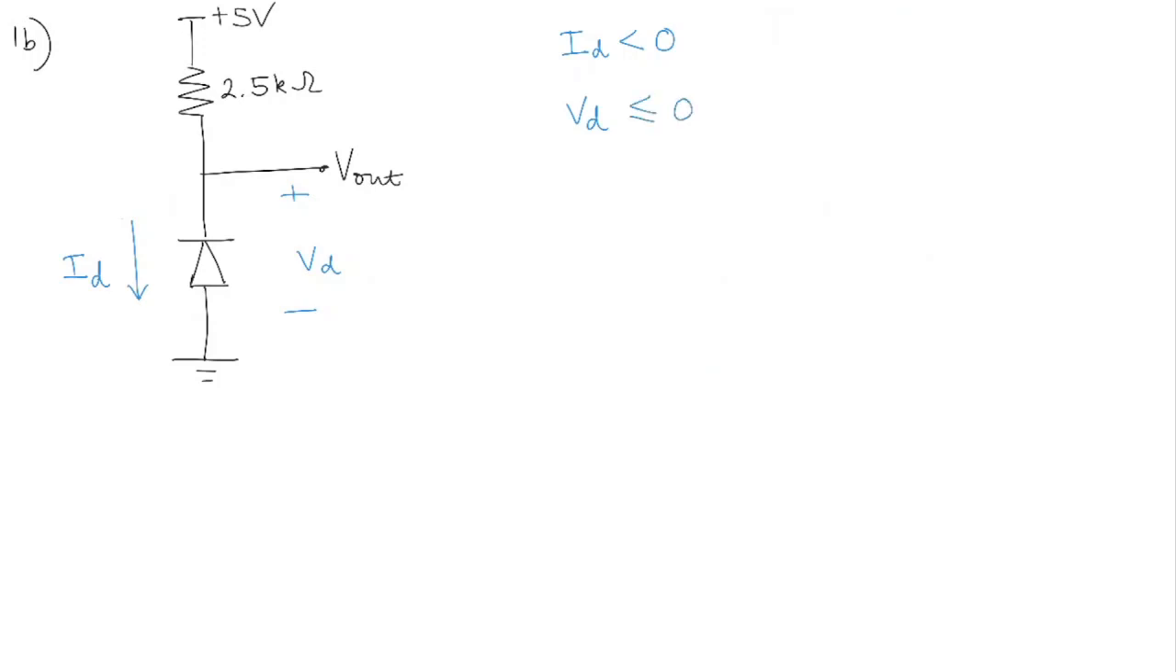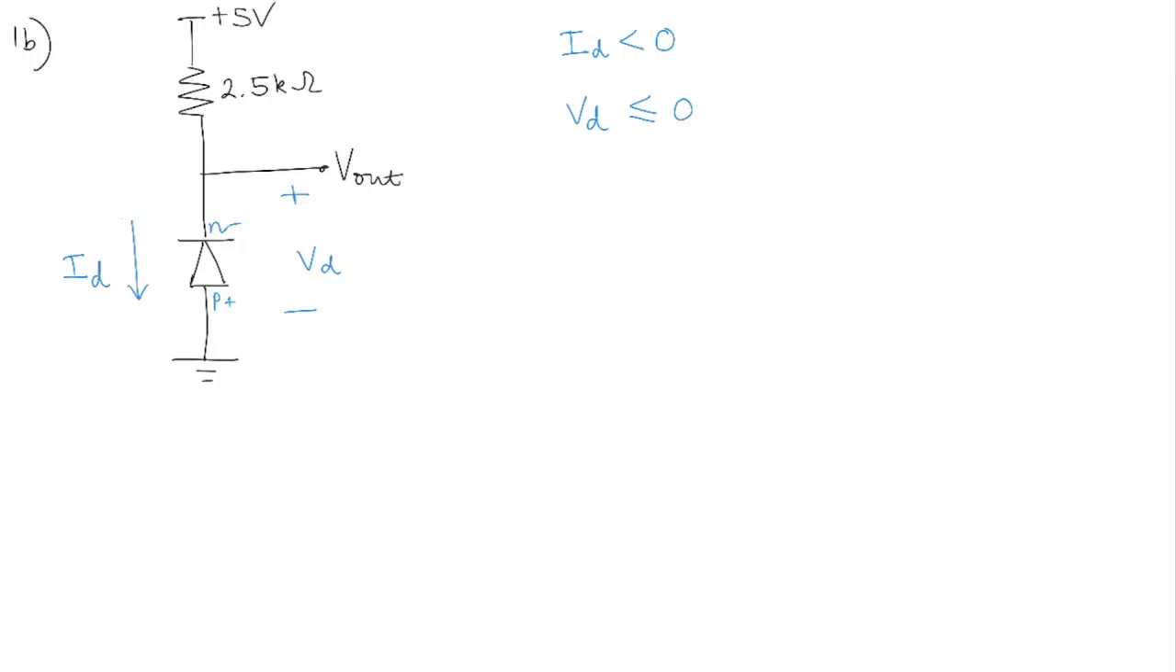Now why is VD supposed to be less than 0? Look at how we are measuring the diode voltage in this case. Instead of having the P side as positive and the N side as negative, we wrote plus minus here, right? The opposite way. And so VD is less than 0. We'll have to put the condition.